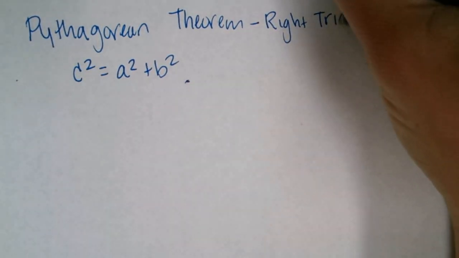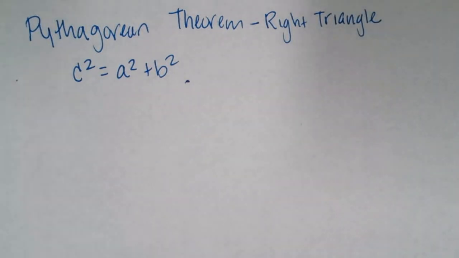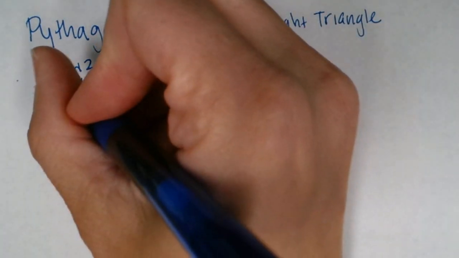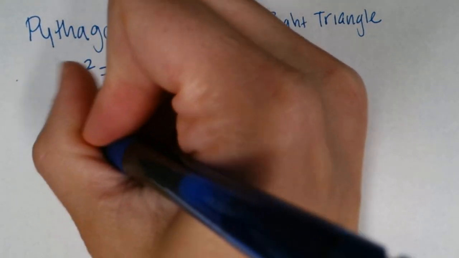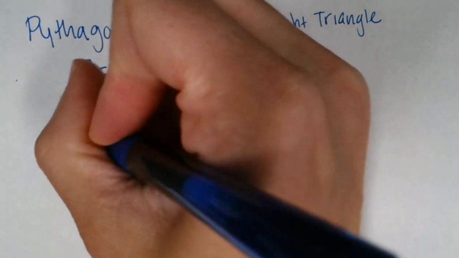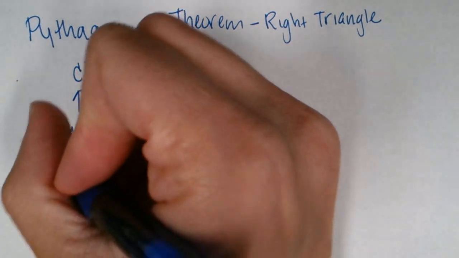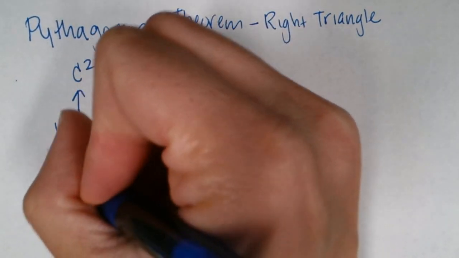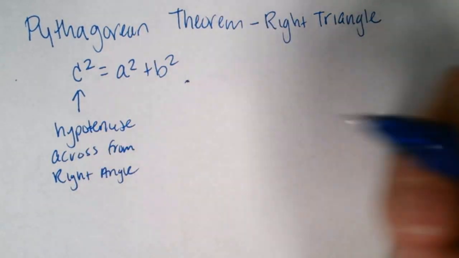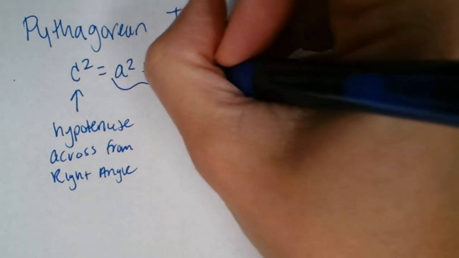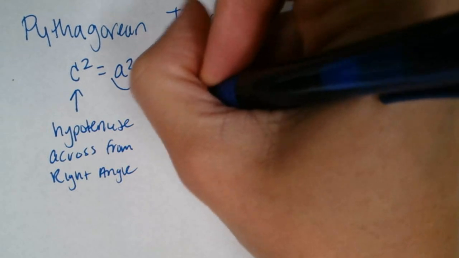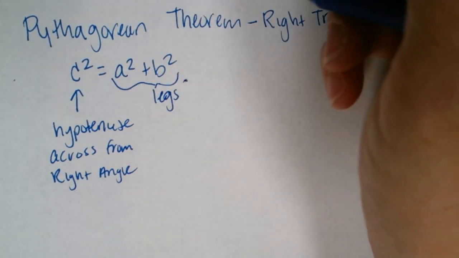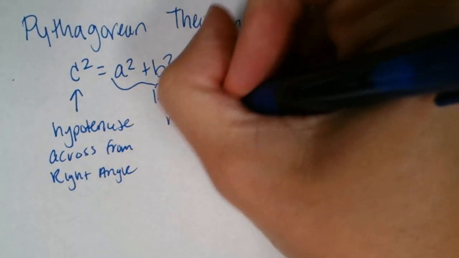So today we're going to talk about the Pythagorean Theorem. Okay, the Pythagorean Theorem works for right triangles. C is for the hypotenuse. The hypotenuse is the side that is across from the right angle. Okay, A and B are the legs. The legs make the right angle.